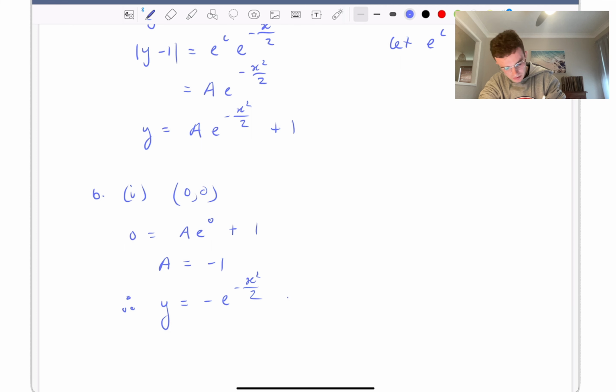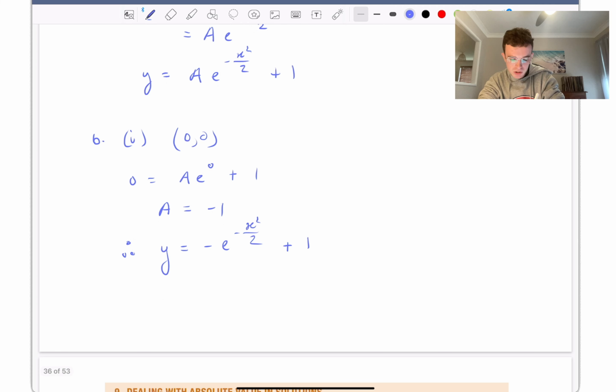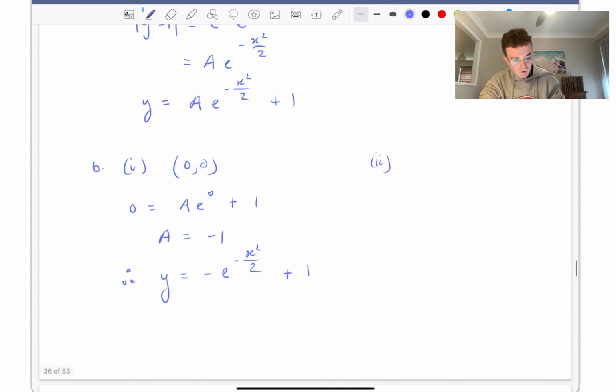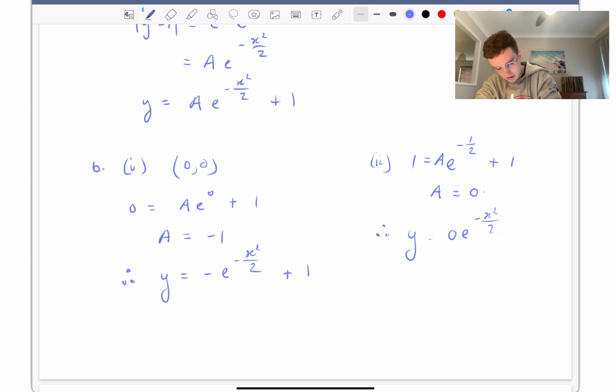plus 1. And part 2, we're looking at the particular solution through 1, 1. So 1 is equal to a e to the minus 1 squared on 2, which is minus a half, plus 1. Now, of course, if we subtract 1 from the other side, we get a equals 0. So therefore, the solution is y is equal to 0 e to the minus x squared on 2 plus 1, and 0 times that is 0, so y is equal to 1. So this is a constant solution, y is equal to 1.